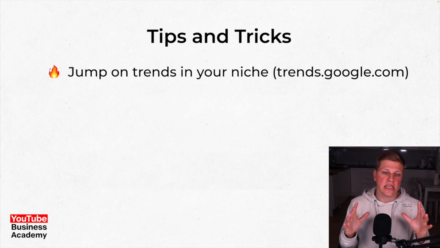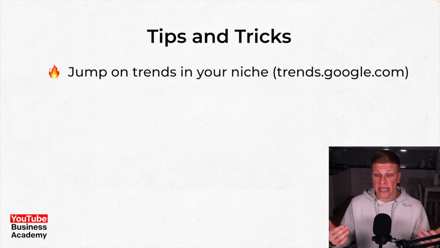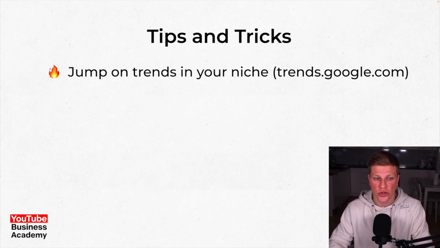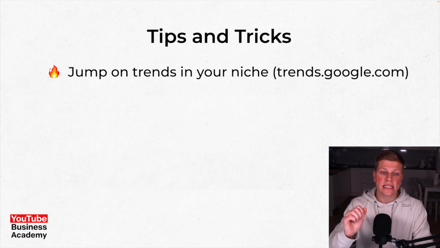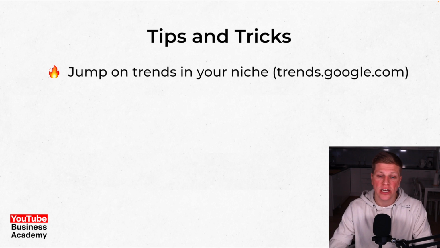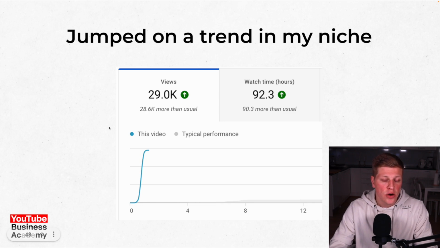Okay, so now I would like to give you a couple of tips and tricks for getting millions of views with your YouTube Shorts. The first one is jumping on trends in your niche, and you can find trends by going to trends.google.com. You can see right here that with this video, we jumped on a trend, and within just an hour, this video jumped to about 29,000 views, which is pretty cool.